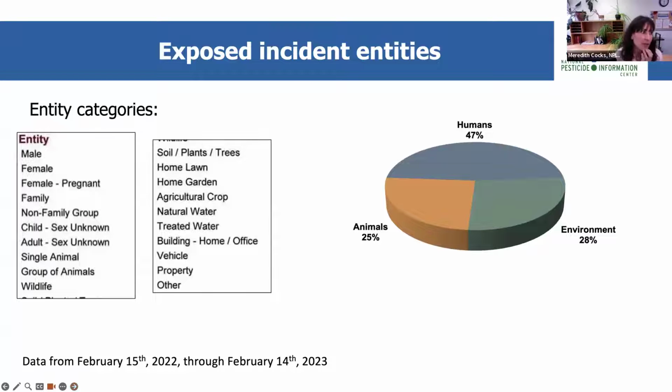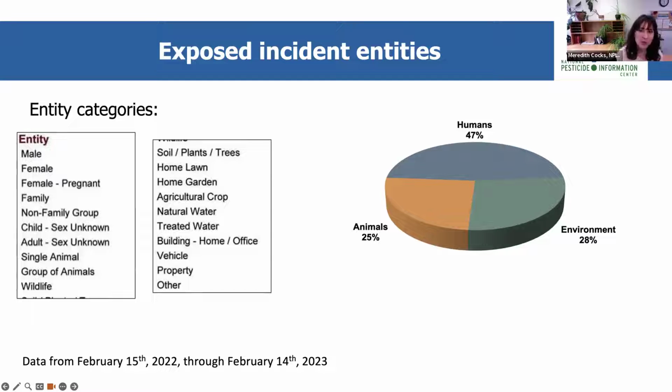And here's a list of the data codes we use to describe entities involved in incidents. So these are the people, animals, or objects who were exposed. And an incident can result in more than one incident entity. So if someone calls a hotline and describes an exposure that affected them, their children, and the dog, we have multiple entities involved in that scenario.